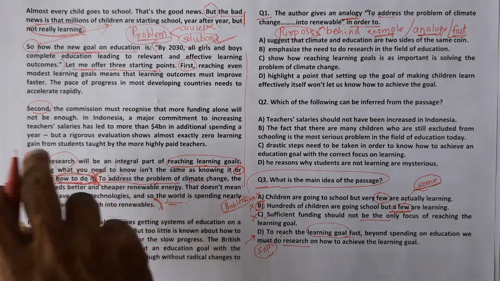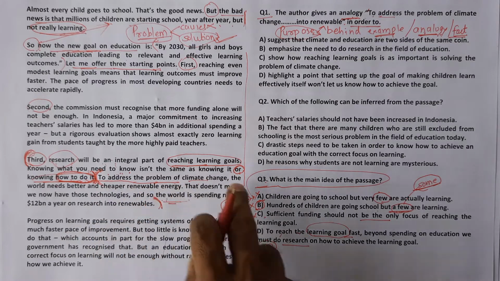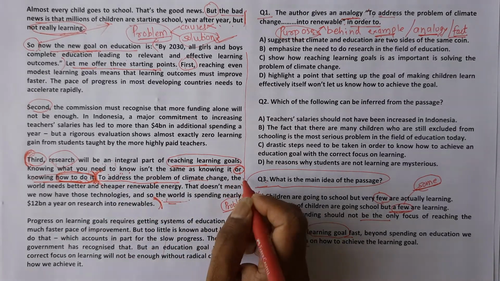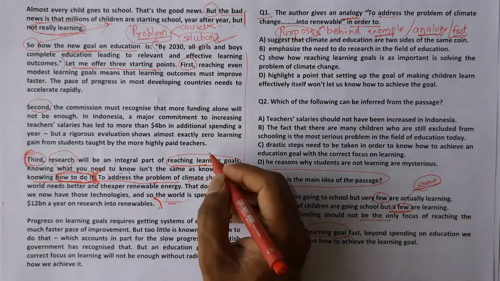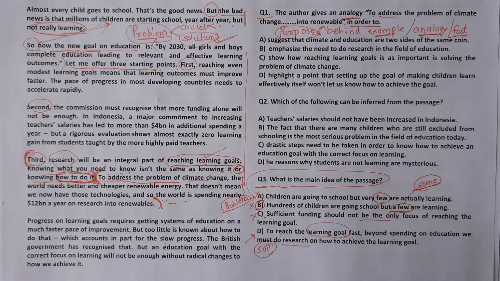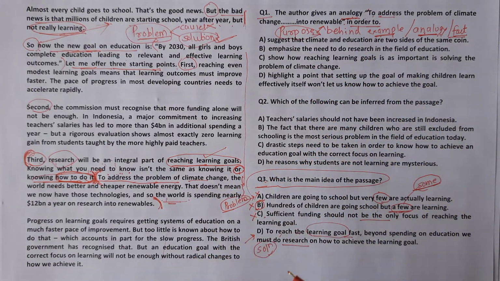In order to support this point, the author mentions the analogy of climate change. But there is no point reading the analogy of the climate change because the paragraph is not about climate change. The paragraph is about learning goals. So first eliminate those options which are focusing unnecessarily on climate and climate change.